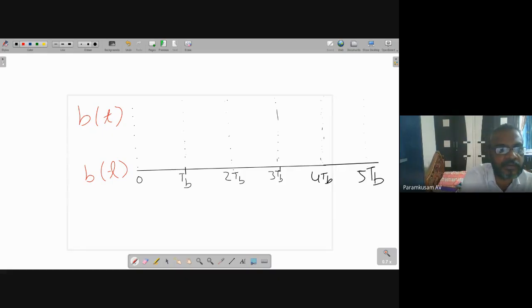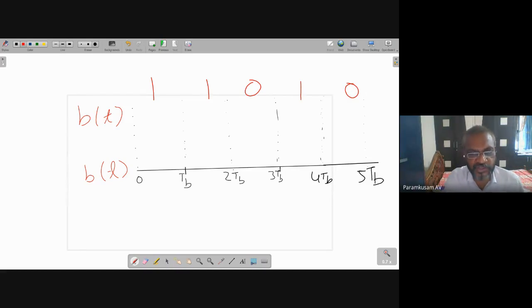Okay. Suppose this is 1, 1, 0, 1, 0. So between 0 and TB, during the first bit interval, a logic 1 is transmitted. From TB to 2 TB, next bit interval, again logic 1 is transmitted. 2 TB to 3 TB, logic 0 is transmitted. From 3 TB to 4 TB, a logic 1 is transmitted, and 4 TB to 5 TB, again logic 0 is transmitted.